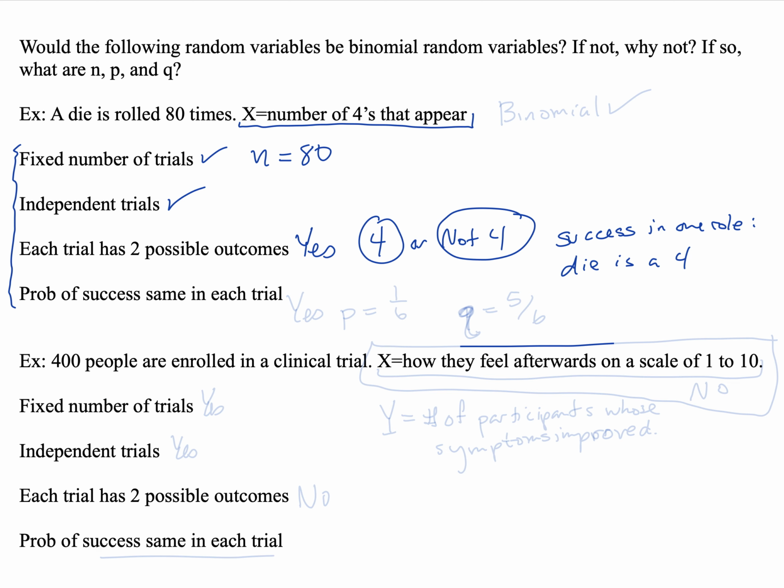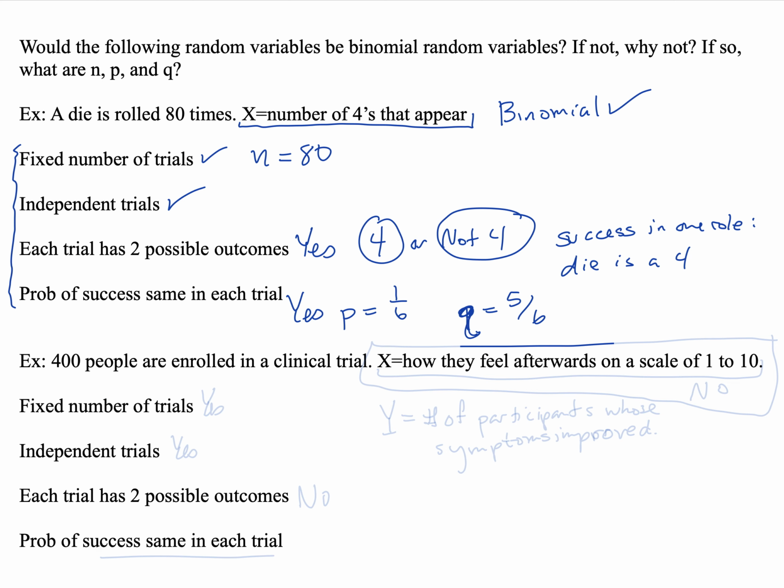Probability of success, the same in each trial. Yes, the probability of success in any one trial is 1/6, the probability that it is a 4, and the probability of failure in any one trial is 5 out of 6. That's Q. The probability of failure, 1 minus P, is 5 out of 6. So yes, this is a binomial random variable.